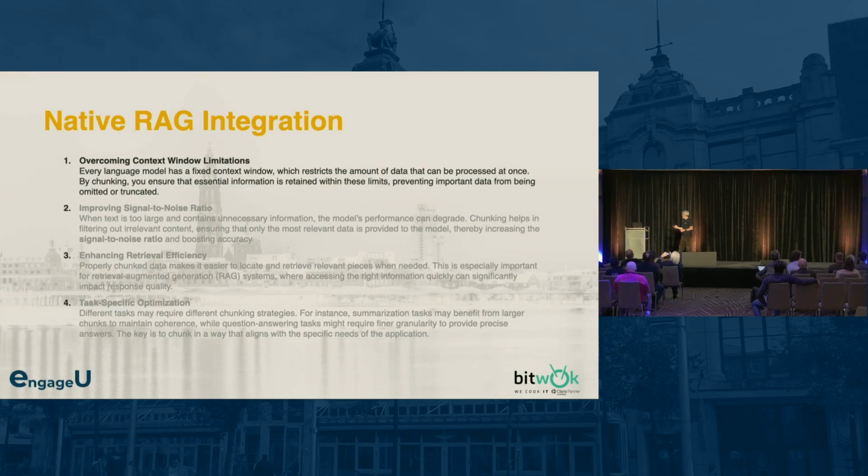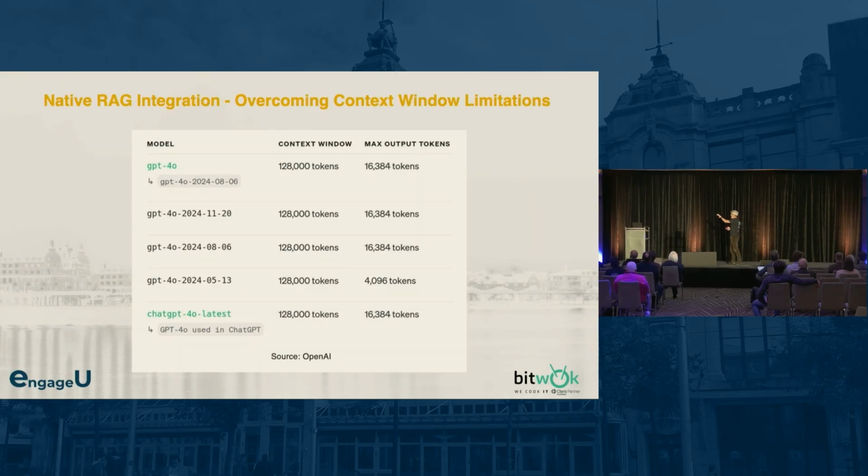Why do we need to chunk? First of all, to overcome the context window limitation. What does that mean? It means that for all the models, you have a number of tokens that is the window. You cannot have more than those window tokens, and you have a maximum input and output of tokens. So you have to cut your document into pieces in order not to overload this number of tokens.